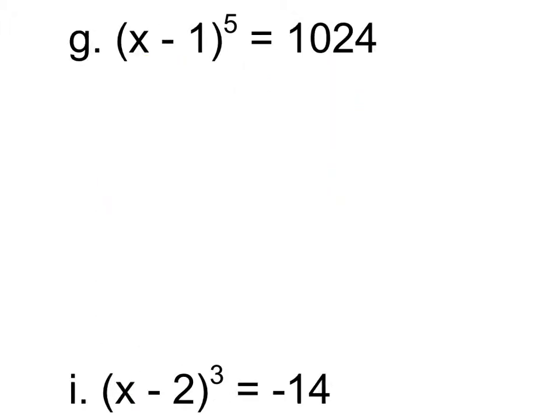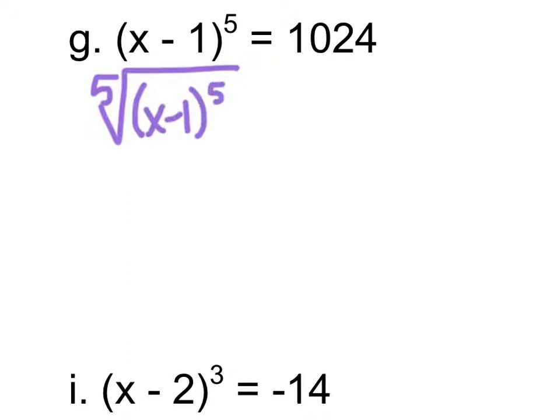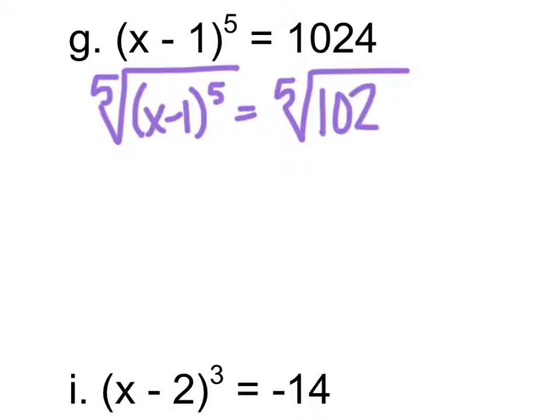So G is going to start our last type of problem, and we've got x minus 1 in parentheses raised to the 5th is equal to 1024. So we've got to undo that exponent. There's nothing else attached outside the exponent. So we can start with the 5th root of x minus 1 to the 5th. And since we did it to one side, we've got to do it to the other, so the 5th root of 1024.